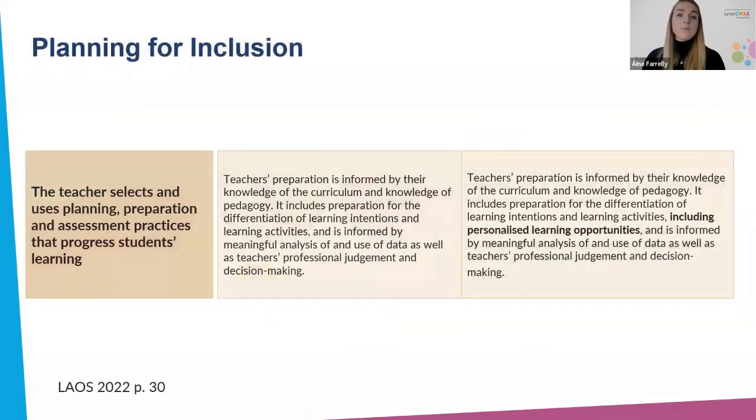So we see an example of this on the next slide. An example coming from the Looking at Our Schools document here, linking where to start planning to standards and statements as described in LAOS 2022, making connections with how this can help us plan for inclusion for all learners. So this can be used for school self-evaluation also.